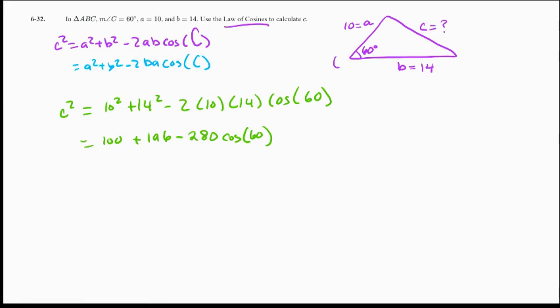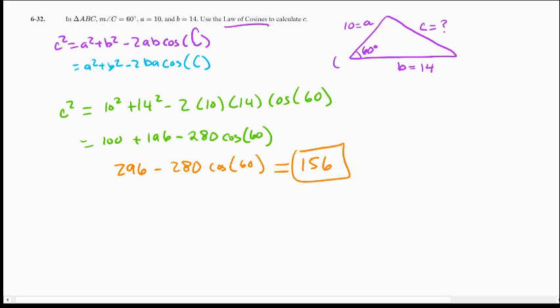And then I add these two values together to get 296 minus 280 cosine of 60. And then this is what I end up plugging into the calculator here, which spits out a value of about 156. So that tells me that this side C is equal to 156. That's a huge number.